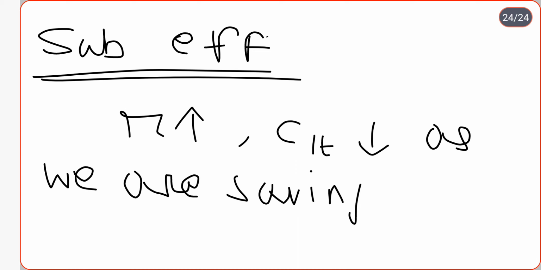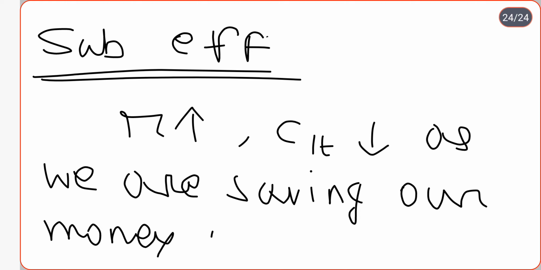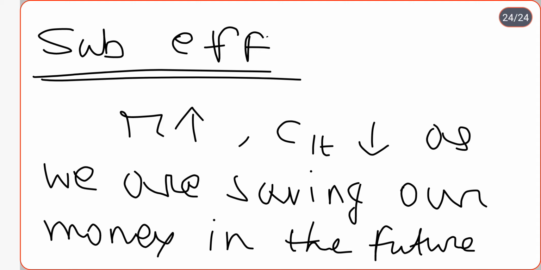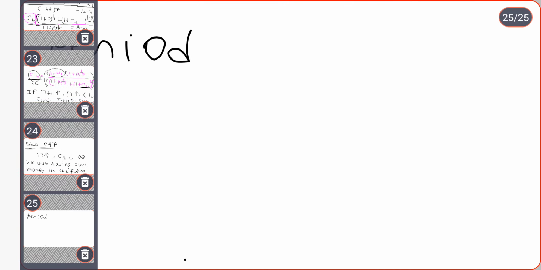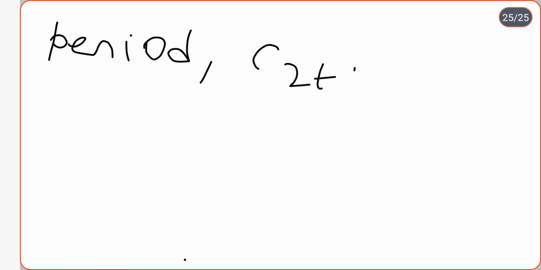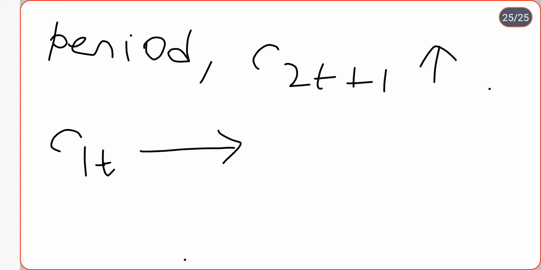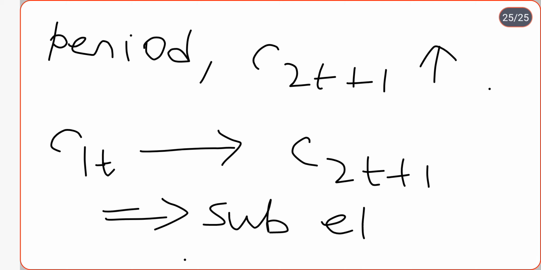And in the future period, we are going to use that money. So when we are going to use that money in the future period, that means future consumption, that is C2t+1, will increase. So that means the consumption of C1t is being substituted with the consumption of C2t+1. This is known as the substitution effect. And I am going to talk about the income effect a little bit now. Income effect.